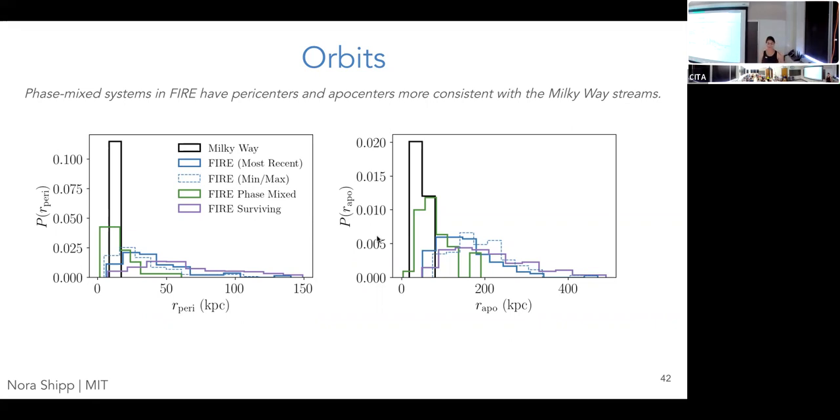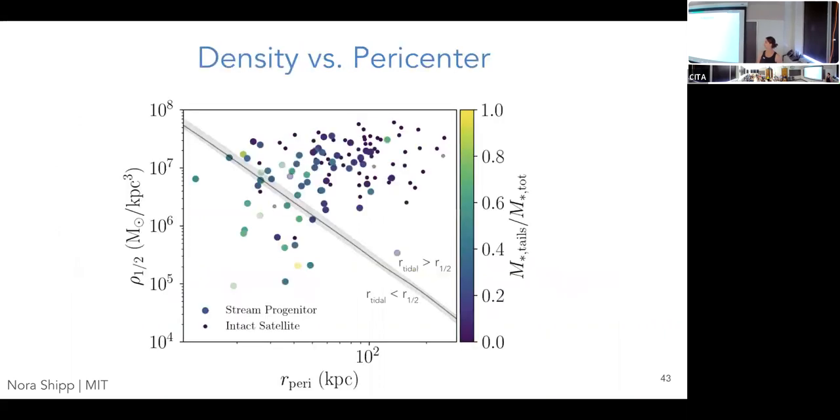Another possibility is we do see, when we look at these phase mixed systems in FIRE, that some of them look very phase mixed, very diffuse, but they'll have some slightly more coherent components that, when you create mock observations, could appear as streams. So maybe some of the Milky Way streams are part of these slightly more phase mixed structures. But it's hard to tell. And there's a lot of possible explanations for this that I will talk about just a little bit.